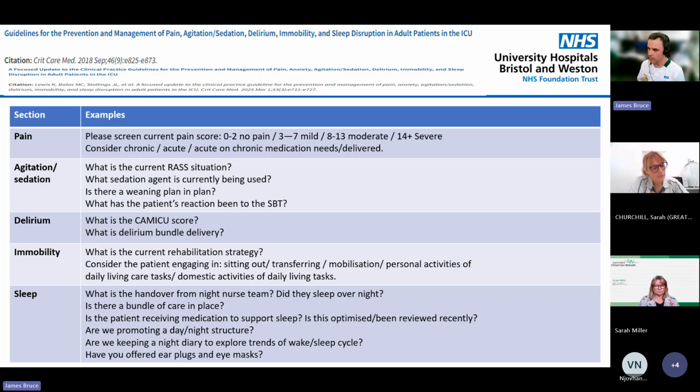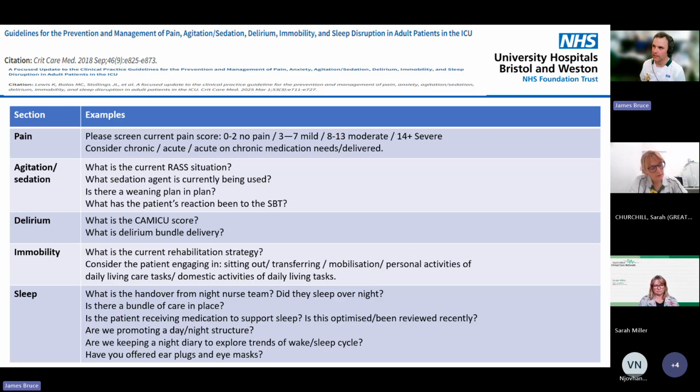Delirium, have you scored them? What's our CAM ICU score? What is your delirium bundle delivery for the day? That can be negotiated with your MDT at the bedside. Immobility, what is the current mobility strategy? Have you considered patient engagement? What is your next plan? Is that linked to your goals? Sleep is a big factor as well.